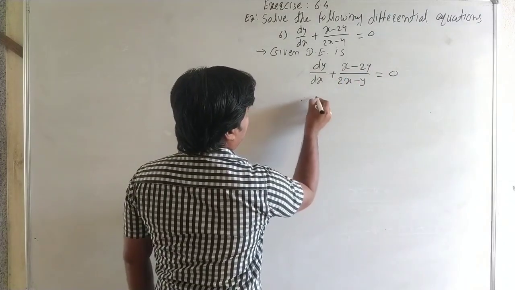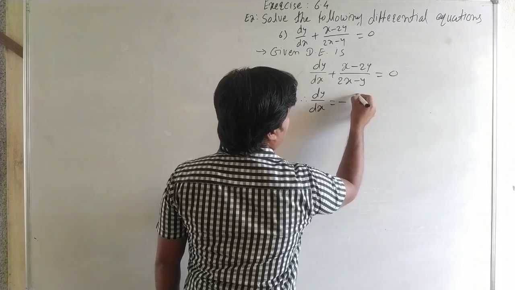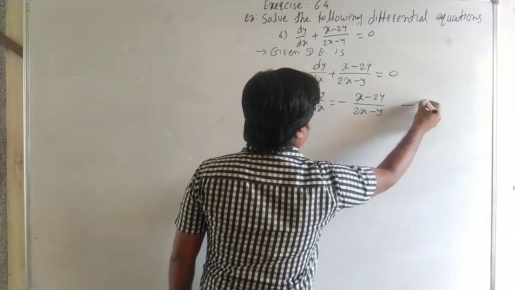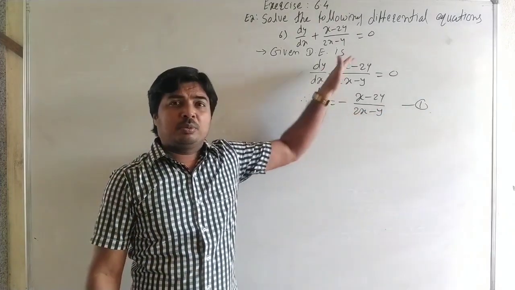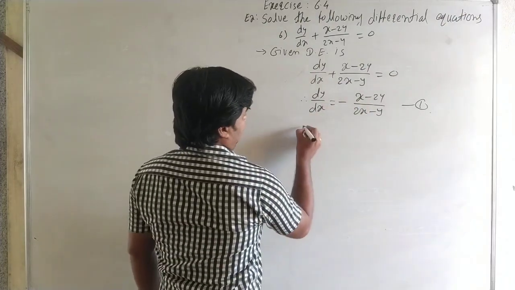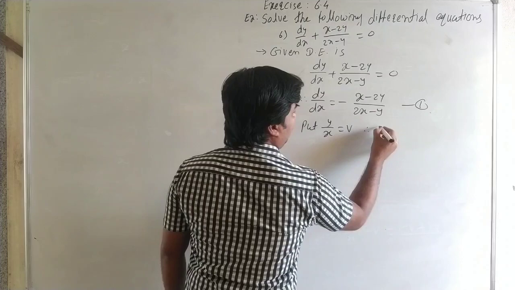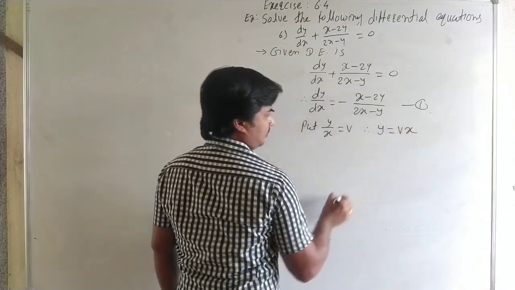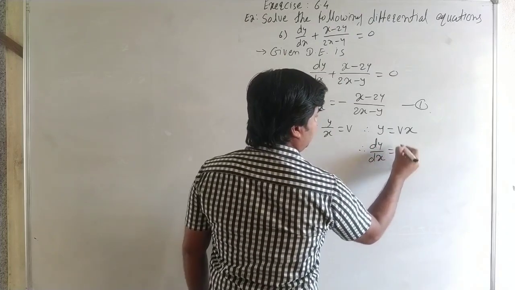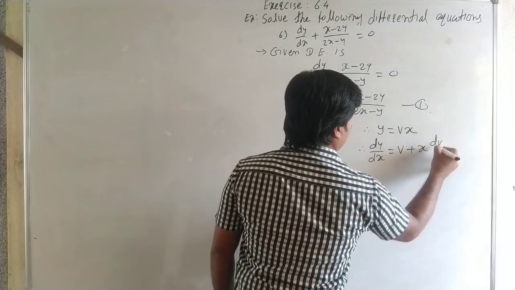So this equation we can write in the form dy by dx is equal to minus x minus 2y upon 2x minus y. Okay, dy by dx is equal to f of x upon g of x. We take minus, it is minus and it is plus. Now put y by x is equal to phi. Therefore y is equal to phi x or xv. Therefore differentiate with respect to x: dy by dx is equal to first as it is, derivative of second, plus second as it is, derivative of first.